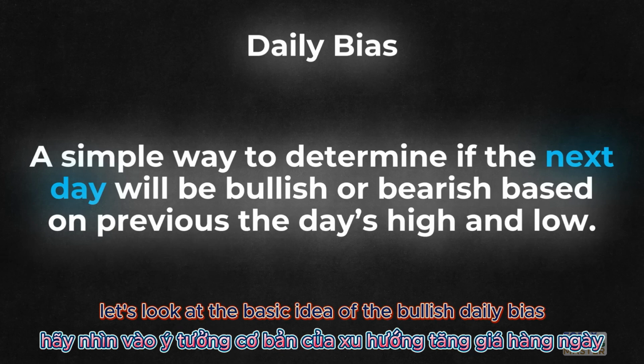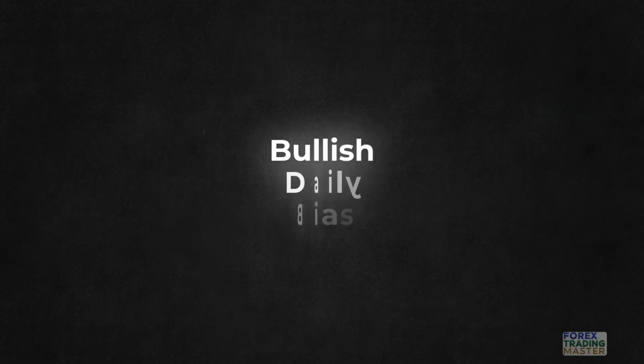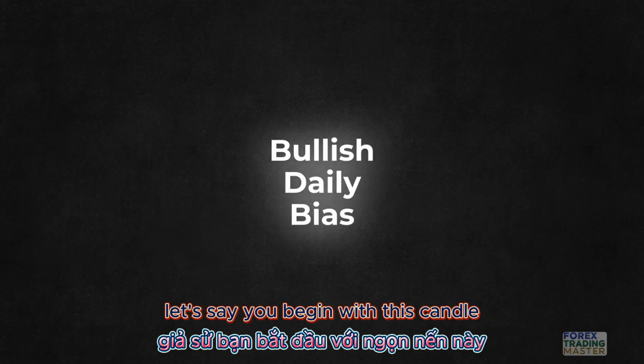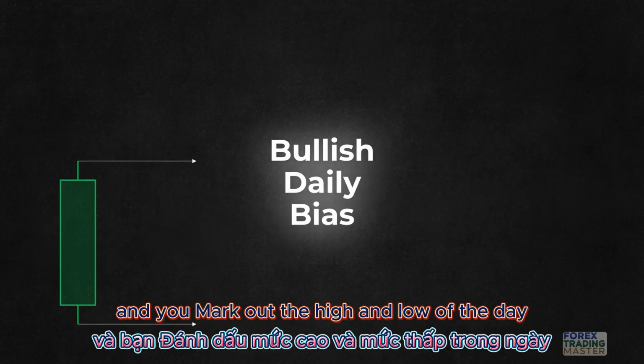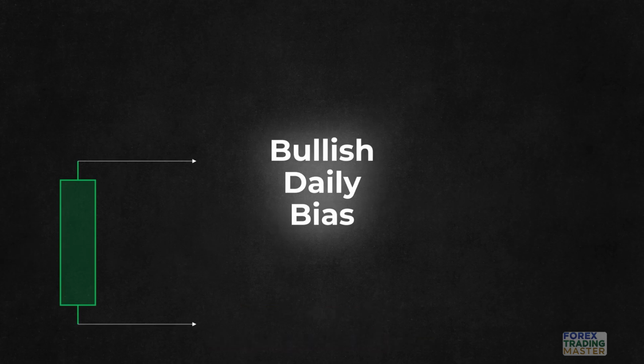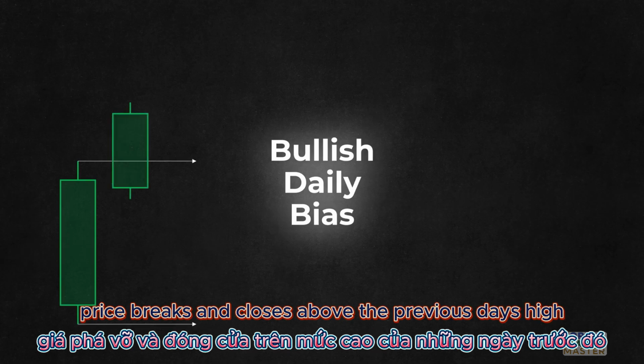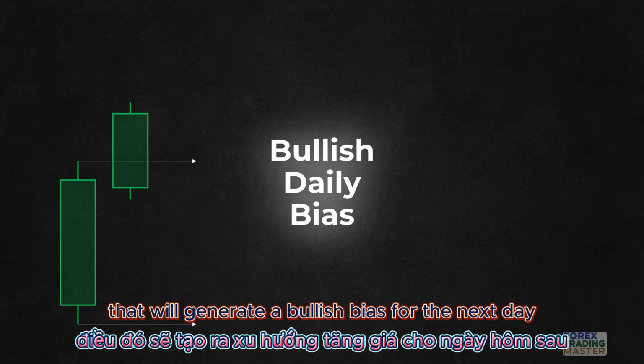Let's look at the basic idea of the bullish daily bias. Let's say you begin with this candle, and you mark out the high and low of the day. In the next candle, price breaks and closes above the previous day's high. That will generate a bullish bias for the next day.